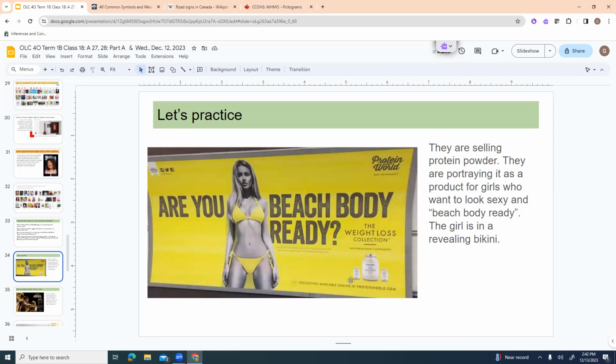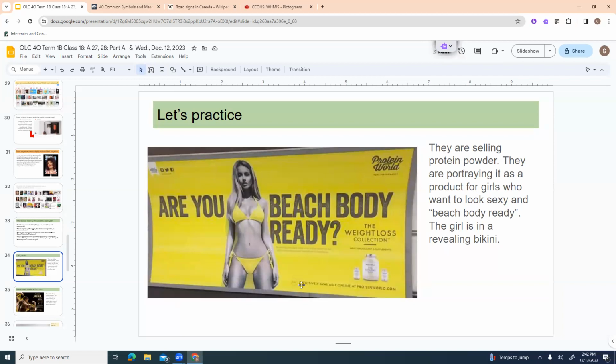What are they selling? It looks like they're selling her, doesn't it? But actually they are selling Protein World. They're selling some sort of protein powder that they're saying is for weight loss. They're targeting it in this one for girls. They have other ads where they're clearly targeting it towards men. And they're portraying it as a product for girls who want to look really sexy and what they're calling beach body ready. And this girl's in a very revealing bikini. And the idea is if you use this product, you'll look just as skinny and beautiful as her.